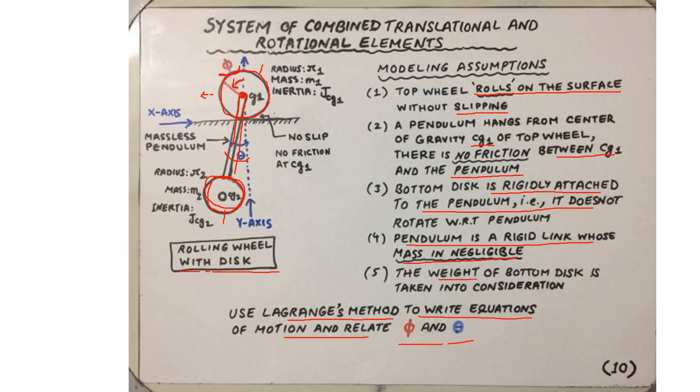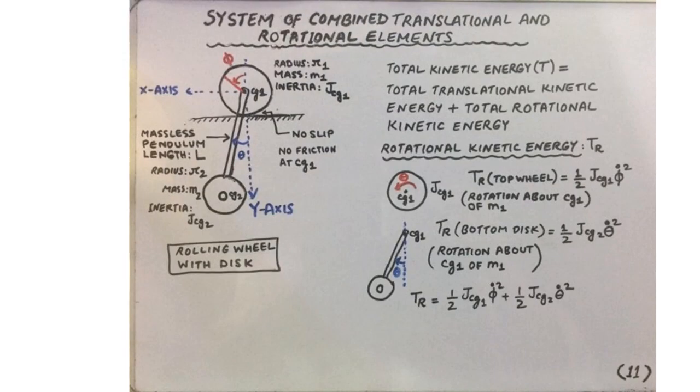However, in this case, unlike in previous examples, perhaps in our last week's lecture or before that, the weight of the bottom disc must be taken into consideration. In fact, this is an essential part of a pendulum problem. The weight of the pendulum is responsible for its oscillatory motion. In order to write down Lagrange's equation of motion, we need to calculate the component energies of the system.